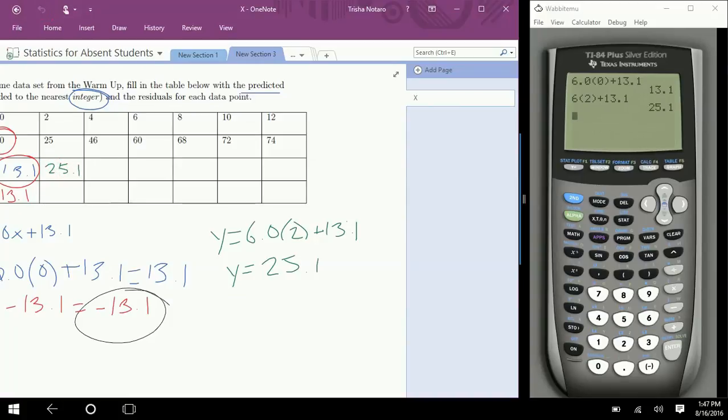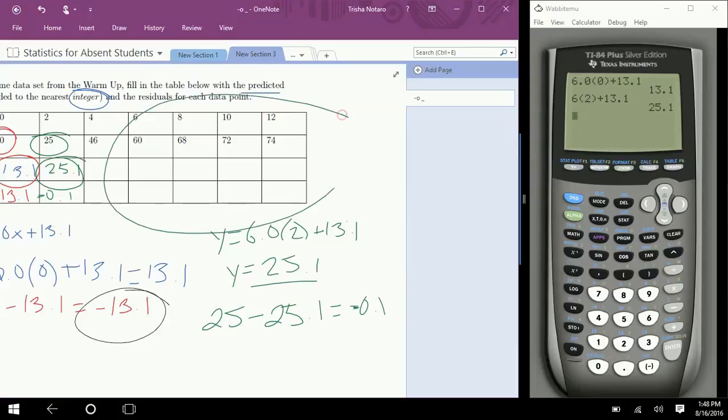And now we're going to do some subtraction so we can find the residual. Our predicted was 25.1, and our observed is just 25. So these are not that far off from each other. 25 minus 25.1 is just going to be a negative 0.1, and it is a negative. Okay, so there you go.